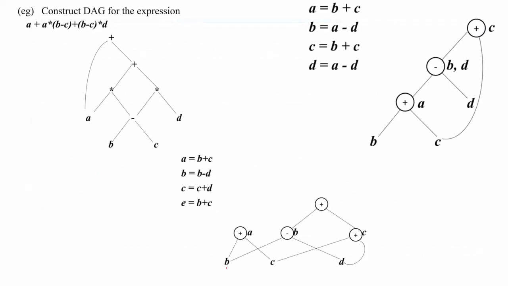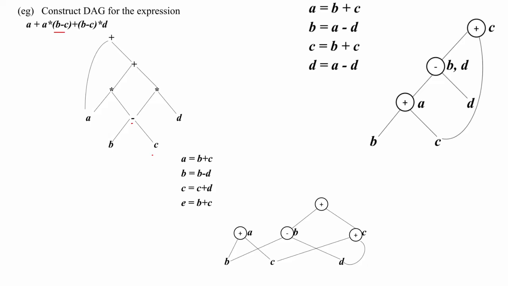Here we'll have three examples. First, we'll try to construct a DAG for this: A equal to A into (B minus C) plus (B minus C) star D. When we consider this expression, which part will be executed first? Whatever is inside the parentheses will be executed first. So here B minus C will be executed first. Now I construct the node minus; your left child will be B and your right child will be C.